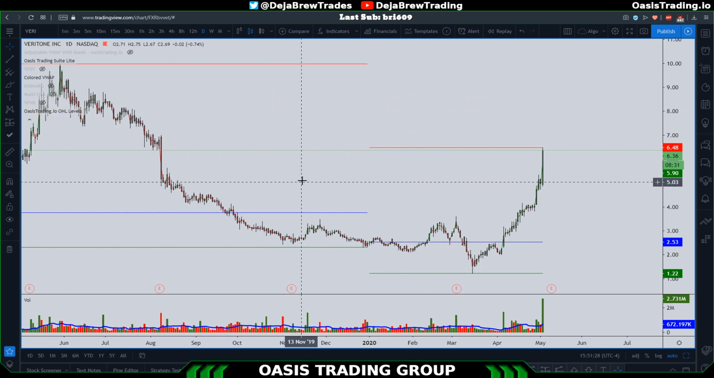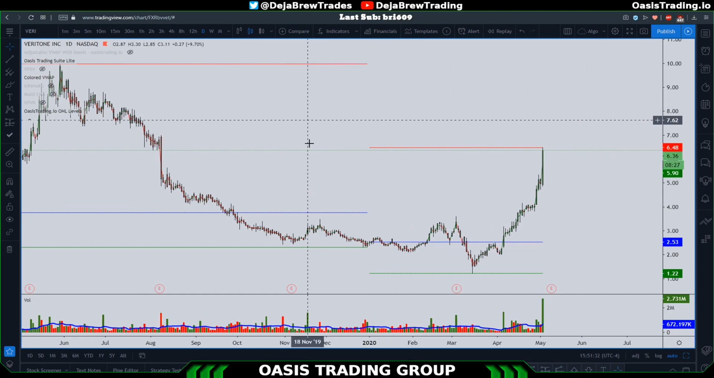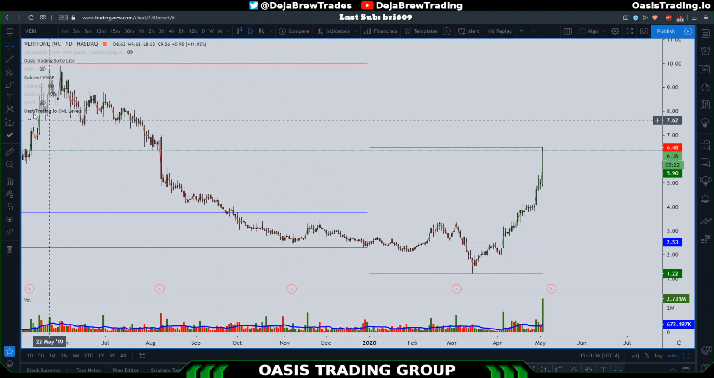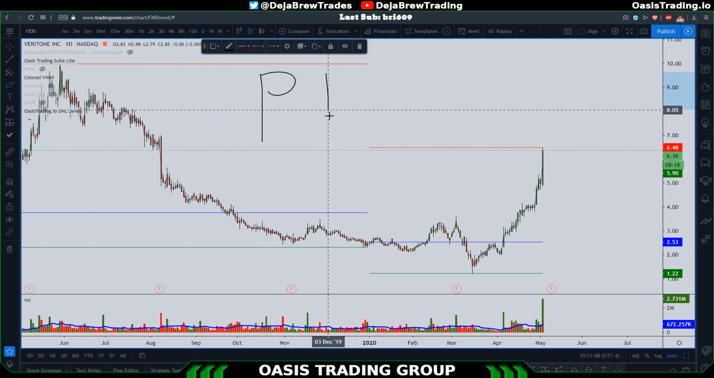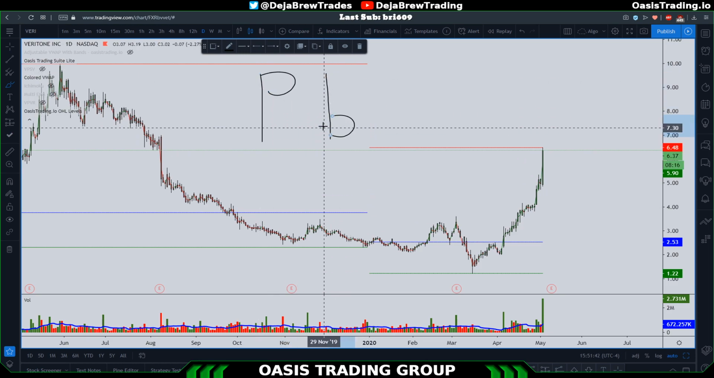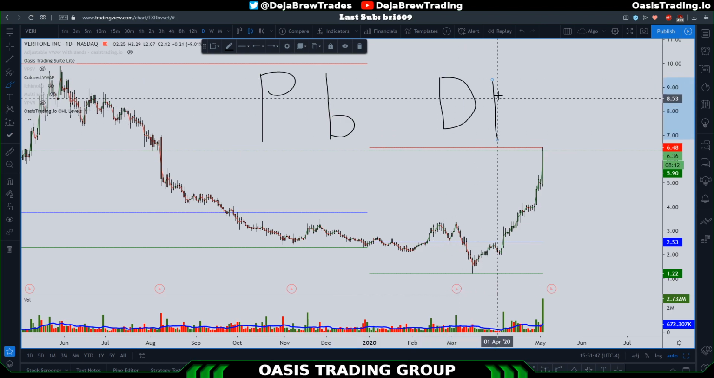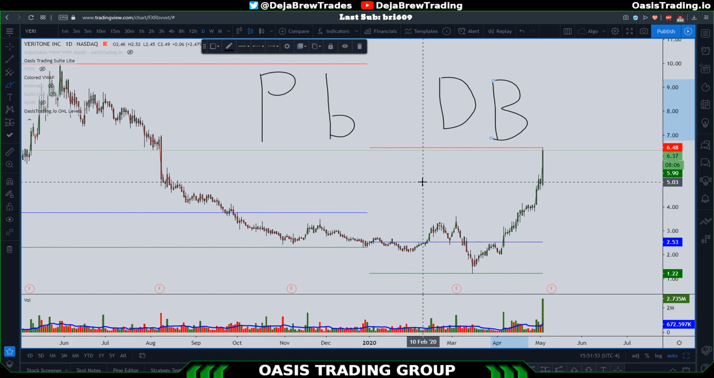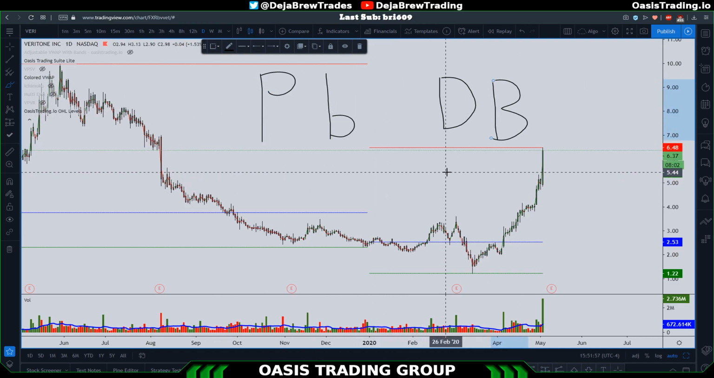Yeah, so P shape is bullish. Lowercase b is bearish. Uppercase B could be bullish or bearish. So here, I'll draw them out for you. P is bullish. Lowercase b is bearish. These two are neutral. Neutral and neutral. Those are basically all the profiles you're going to see. You could have little other ones, but those are the four main ones.